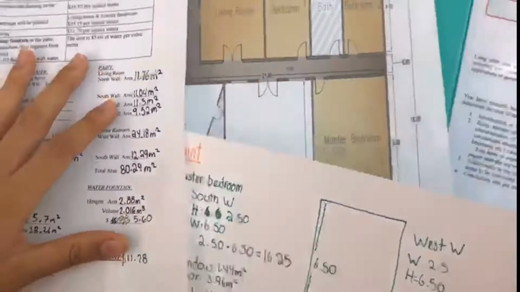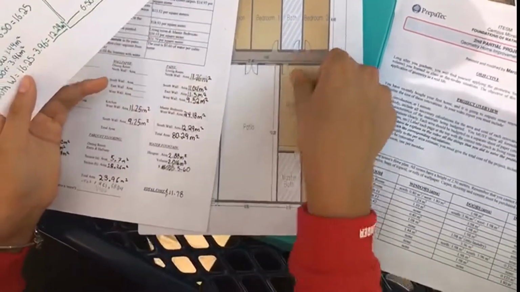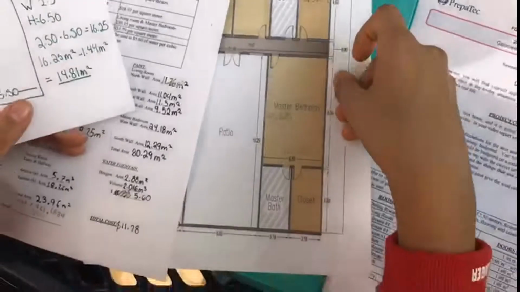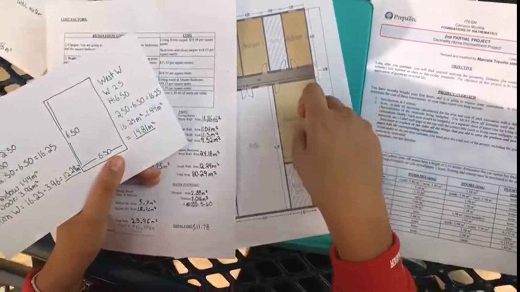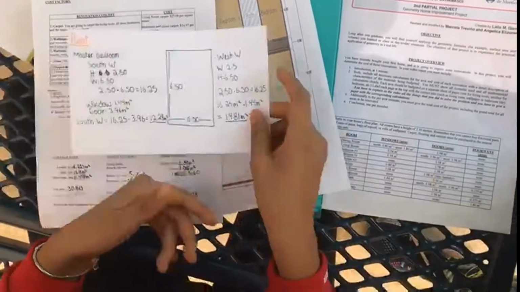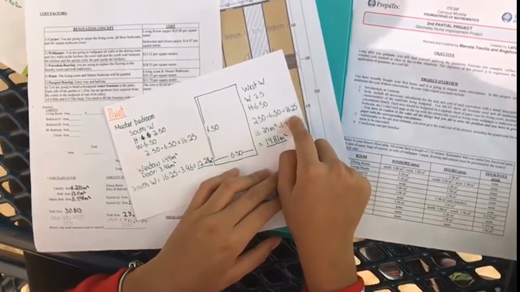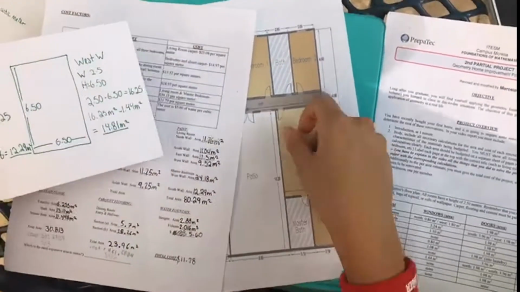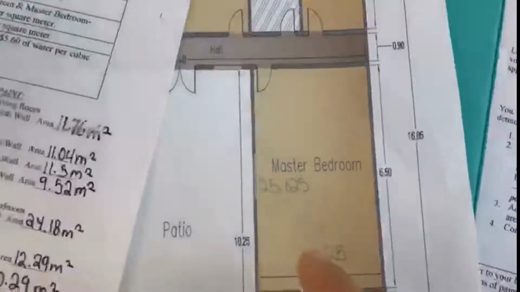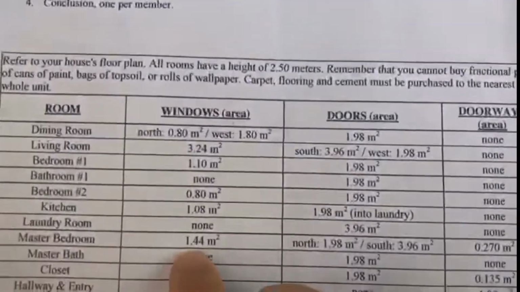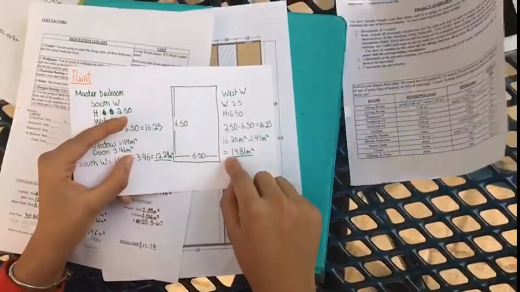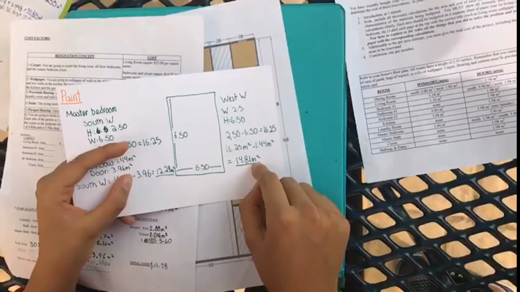12.29 square meters. And of the other wall, this one, the west wall, I do the same. I multiply the width by the height, which is 2.5, and I get 16.25. And after that, we can see that here it has a window, and I subtract the area of the window, which is 1.44 square meters. So I get 14.81 square meters.